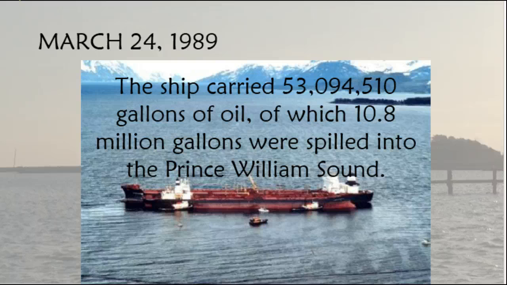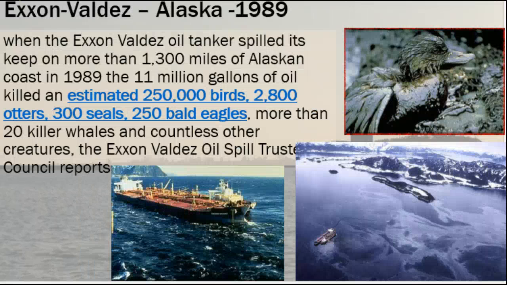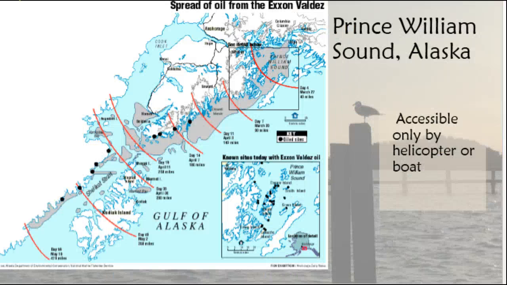So two that you should know: the Exxon Valdez happened on March 24th of 1989 off the coast of Prince William Sound in Alaska, and it had an immense effect on wildlife, killed off a lot of different organisms in that area. You can see this is kind of how it spread. So it started up in here, and then you can see how far the oil spread down, and in some cases it took several months to reach all the way down here.